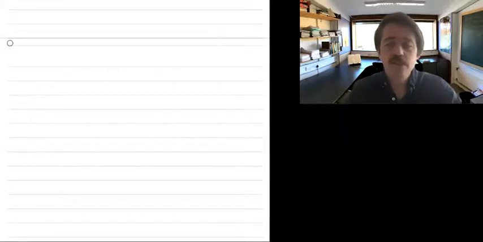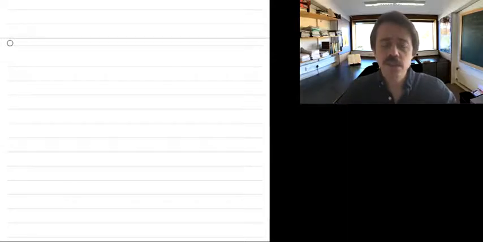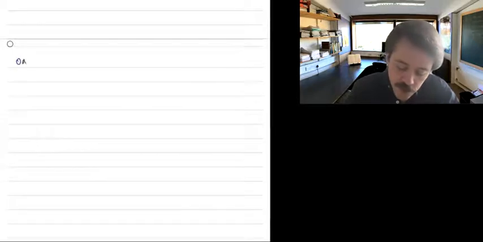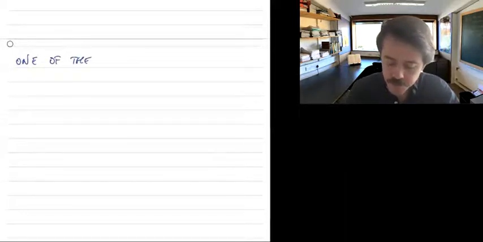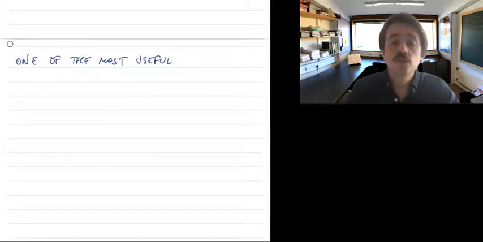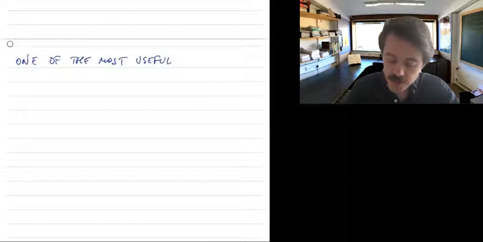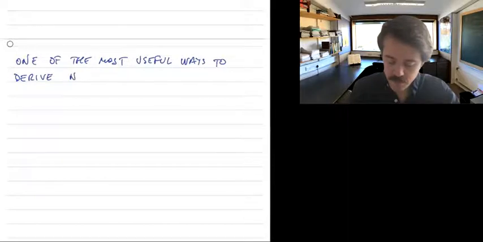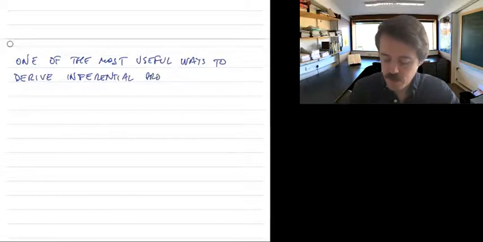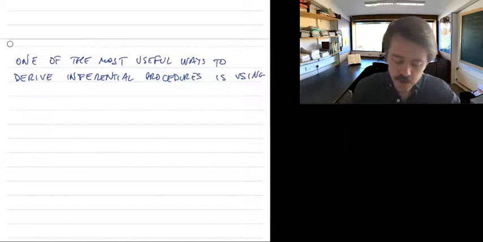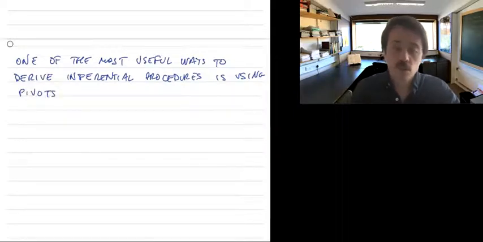Okay, so let me go back a bit conceptually and say that, implicitly, what we have seen during the course, and what you have seen from Stats 1B and in stats in general, is that one of the most useful ways to derive inferential procedures is as follows. Inference is using so-called pivots, or roots as well.